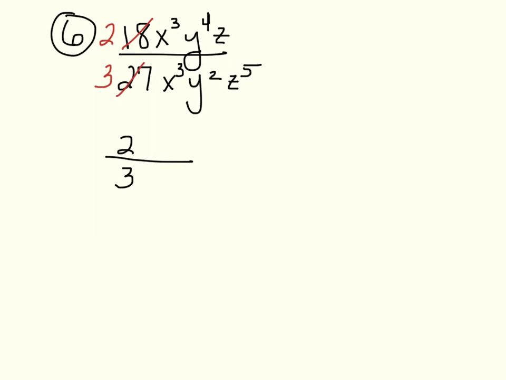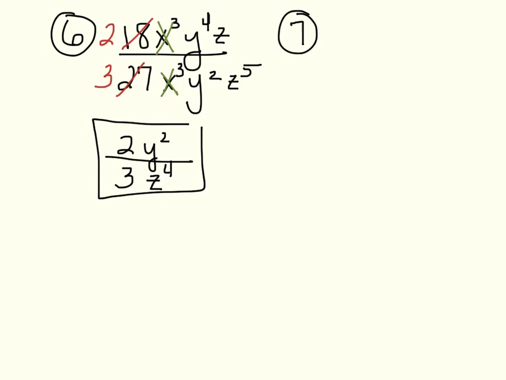x to the 3rd divided by x to the 3rd. Those cancel. That gives you 1. y to the 4th divided by y squared. Where are there more y's? On top, so it'd be y squared. z divided by z to the 5th. Where are there more z's? On bottom, there are 4 more, because 5 minus 1 is 4. So, 2y squared divided by 3z to the 4th.